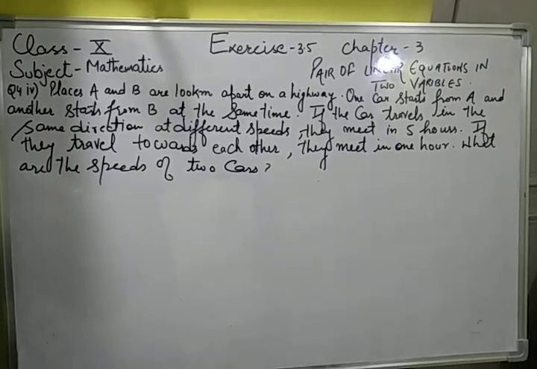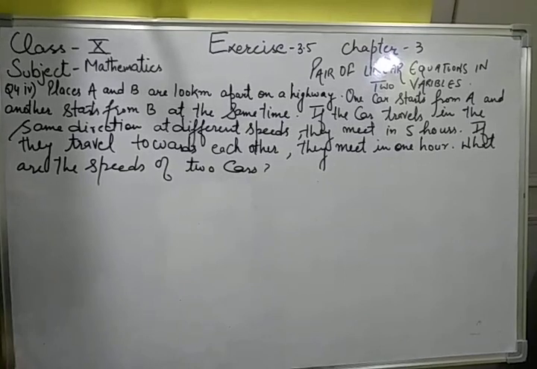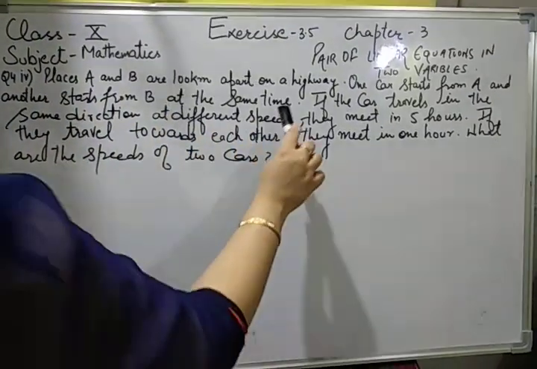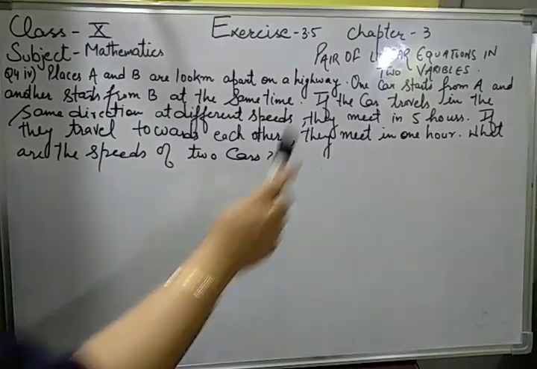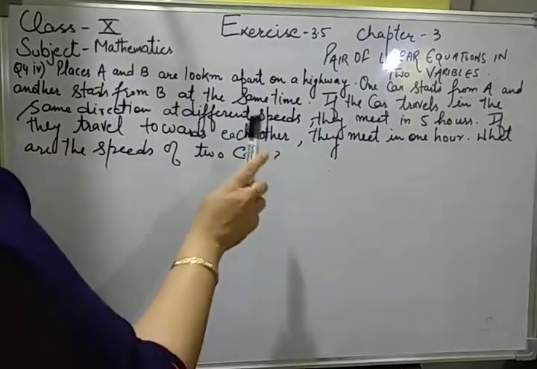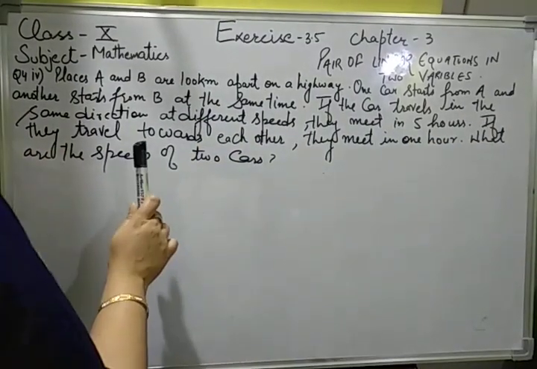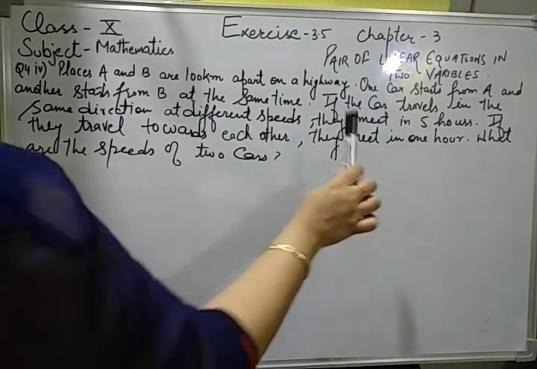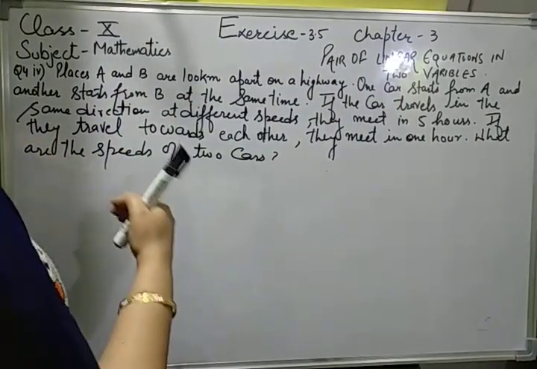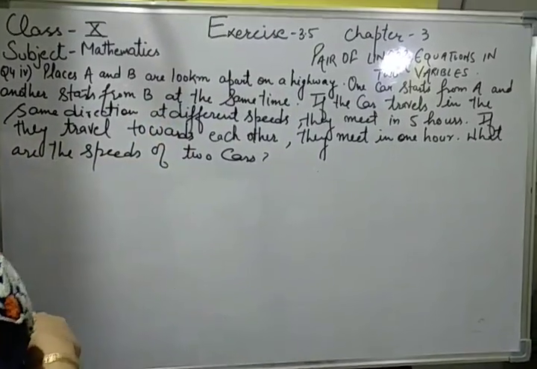Students, today we will start with question number 4, fourth part of exercise 3.5. Places A and B are 100 km apart on a highway. One car starts from A and another starts from B at the same time. If the cars travel in the same direction at different speeds, they meet in 5 hours. If they travel towards each other, they meet in 1 hour. What are the speeds of the two cars?